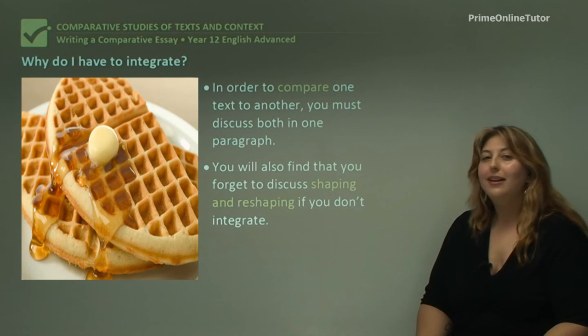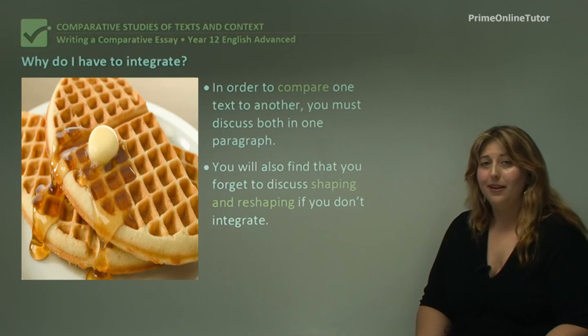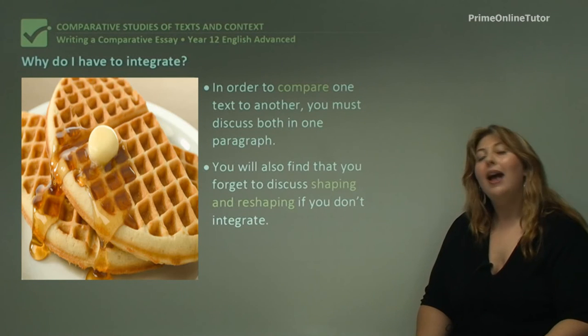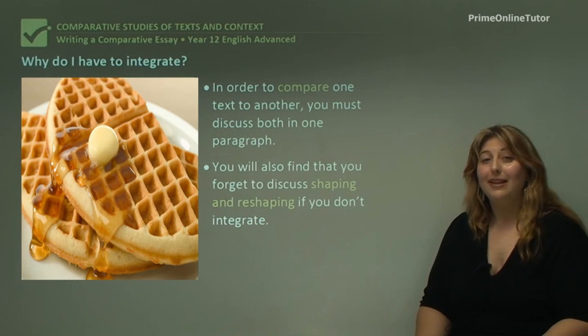You're also going to find that if you don't integrate, you're going to forget to do shaping and reshaping, because you need to kind of do that at the end once you've talked about both texts, and do you put it with the first text or the second text? It gets a bit awkward and you'll find that you end up leaving it out.